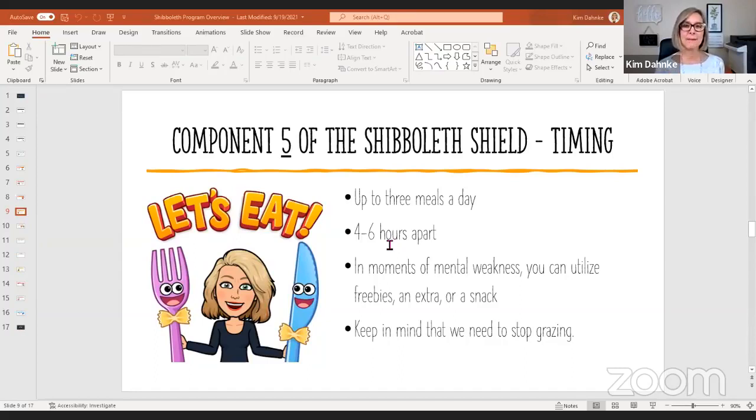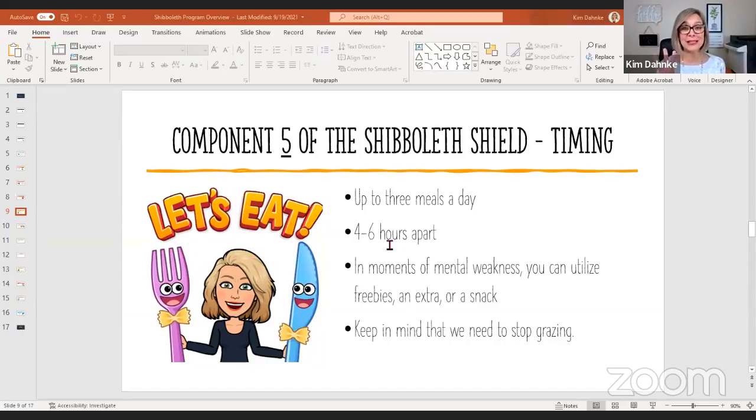But I want you to keep in mind there is good, better, and best in the Shibboleth lifestyle when it comes to your timing and how much you can eat. So let's say that you eat breakfast and then you have a mid-morning extra. And then you eat lunch, and in the afternoon you have a snack, and then you eat dinner, and then at night you have some freebies. Well, to tell you the truth, that's an actual Shibboleth perfect day if you've also had your water, you wrote down everything that you ate.